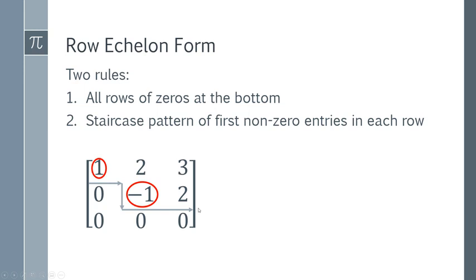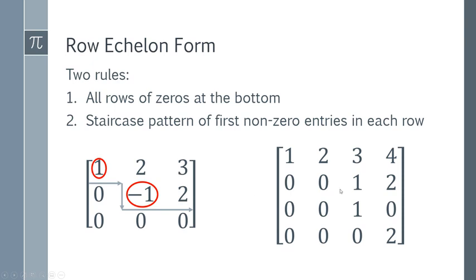And what we actually mean by staircase pattern is that, say you've got the second row, this is your first non-zero. The non-zero in the row above is up and to the left. So you can see that you're getting a simple staircase forming. This, however, is not in row echelon form because you don't have the staircase pattern with each row having a non-zero element in the row above up one to the left.